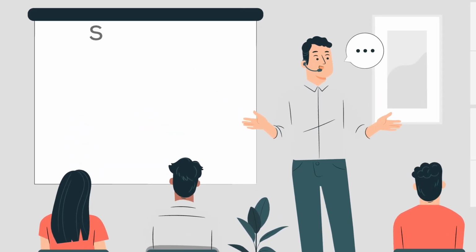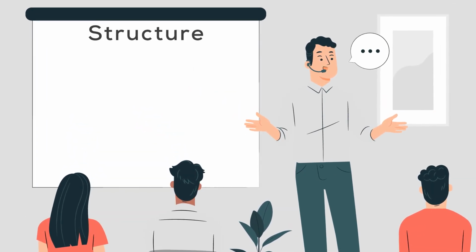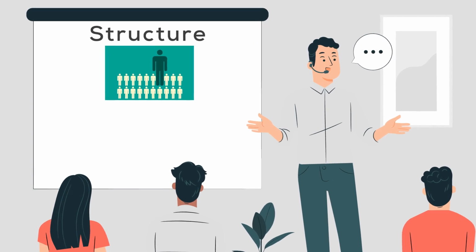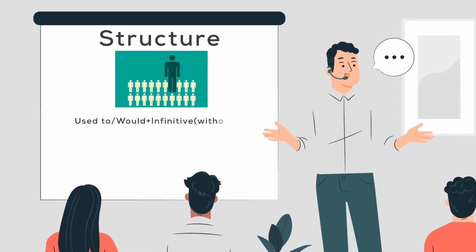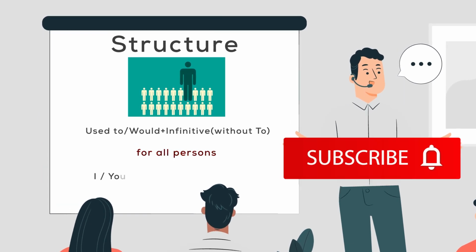So let's talk about this structure at first, and then we talk about the differences. We follow used to and would with an infinitive without to for all persons.